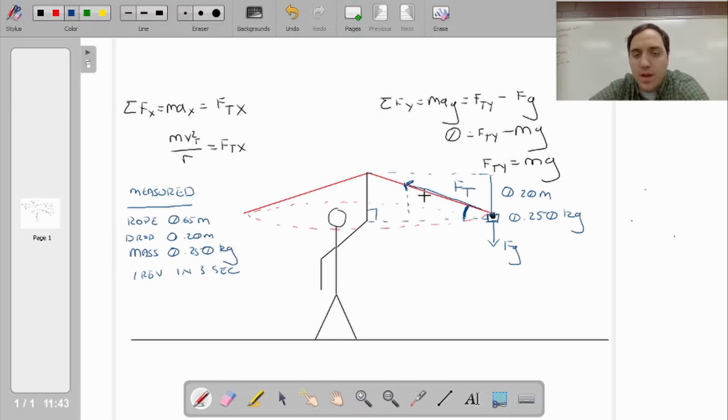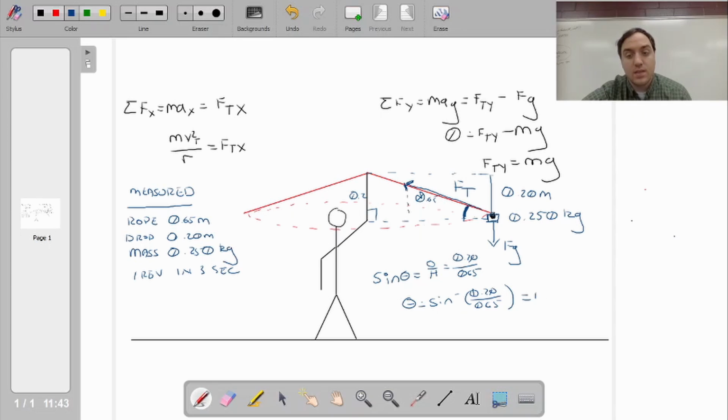So, I have a triangle. This side is 0.65. This side is 0.2. Opposite over hypotenuse tells me sine. Sine of my angle equals O over H, or 0.20 over 0.65. Which tells me my angle is sine inverse 0.20 over 0.65. Gives me 17.92 degrees.